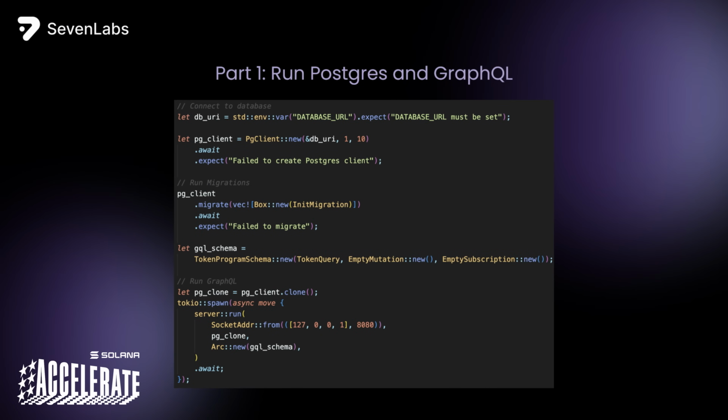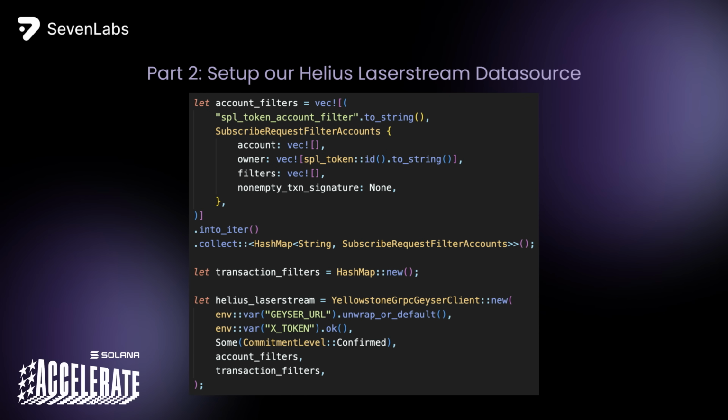I'm not going to go over all this code, otherwise I'm going to go over time. But there are like 4 parts. Essentially here we start our Postgres client and GraphQL server. Then we set up our Helios LaserStream data source.